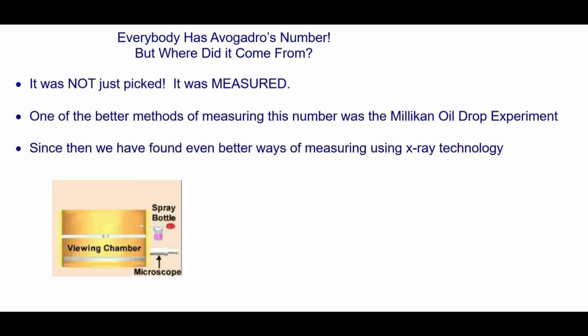So where did Avogadro's number come from? It was measured, and initially it was measured using the Millikan oil drop experiment. Millikan took the spray bottle of atoms and put them out here. They were drawn into this viewing chamber, which was electrified, and then you could look through the microscope. Of course, now we can use X-ray technology to see those atoms.